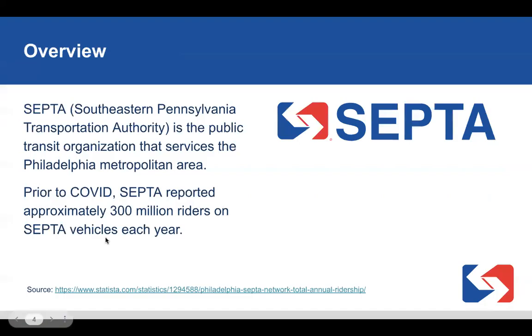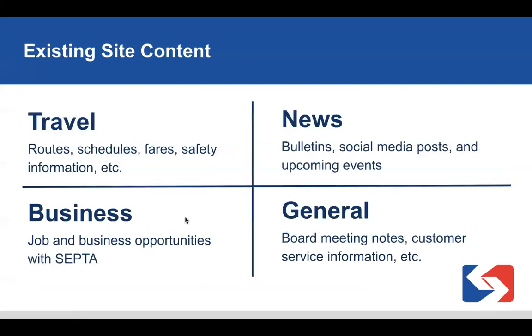So first, again, SEPTA is short for Southeastern Pennsylvania Transportation Authority, and it is the public transit organization that services the Philadelphia area. Before COVID, SEPTA reported approximately 300 million riders each year. Of course, with COVID, it's about half that now, but ridership is increasing again.